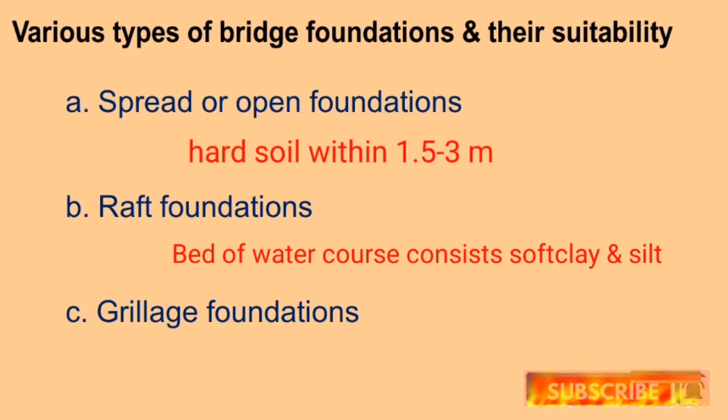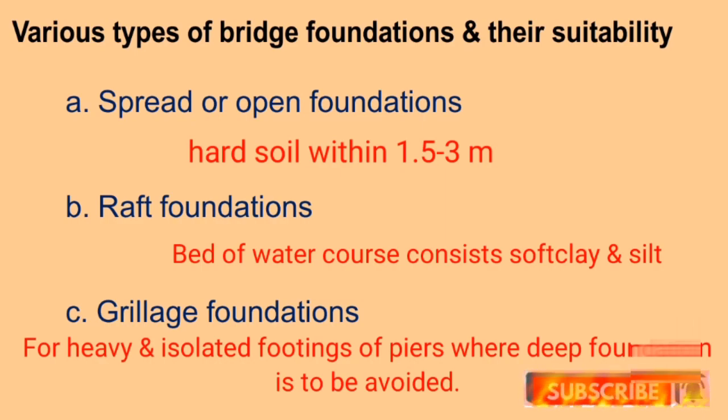Now third one, grillage foundation. This type of bridge foundation is suitable for heavy and isolated footings of piers where deep foundations are to be avoided. It is best suited where subsoil conditions are poor.